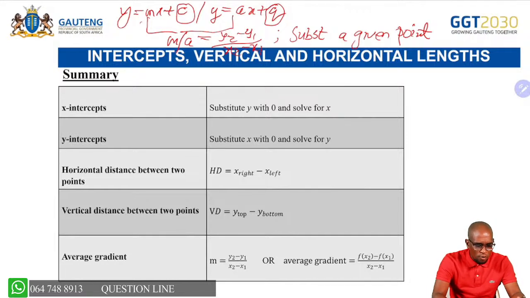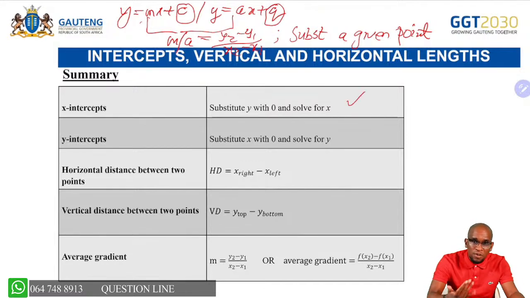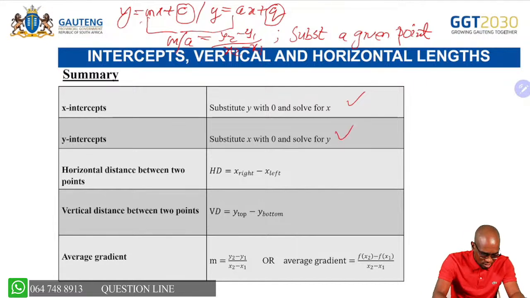Right, we now move on to x and y intercepts, horizontal and vertical lengths or distances. Now let us check the summary there quickly. For the x-intercept, we substitute y with 0 and solve for x. Very, very important. For the y-intercept, we substitute x with 0 and solve for y. That would be the dual intercept method.